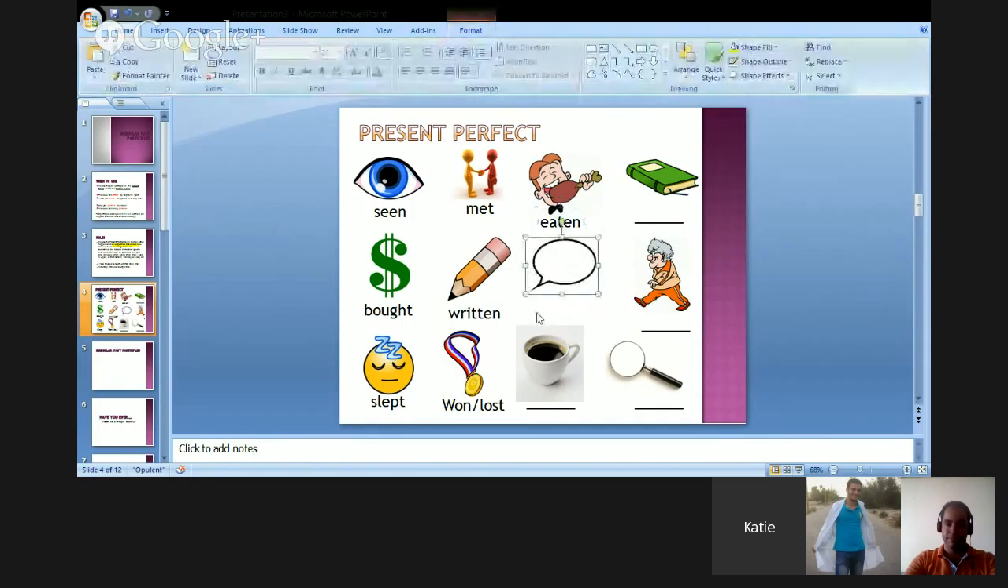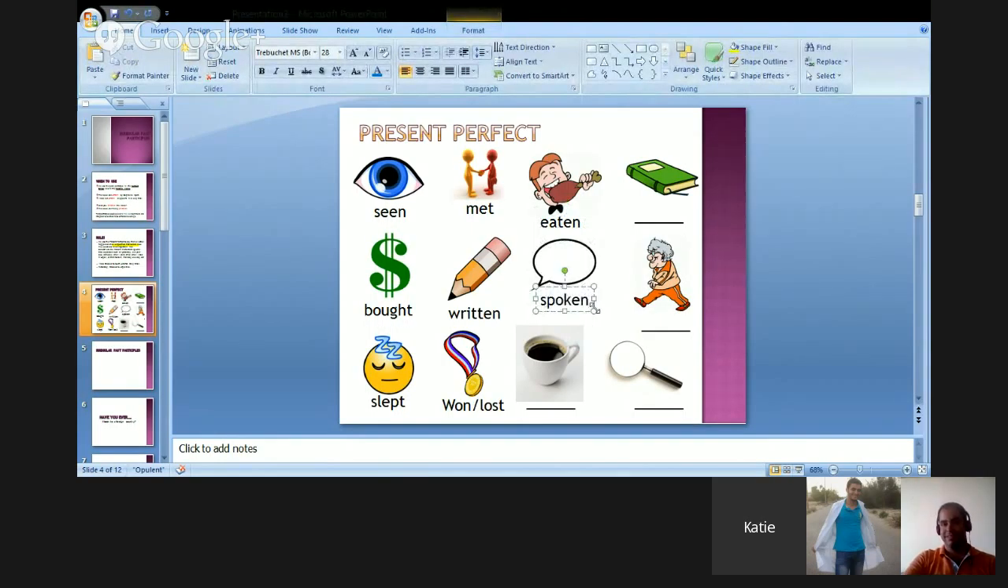Okay, and then this speech bubble down here, we could say "I have spoken." There's actually three things we could say for this. We could say "I have spoken to someone." For example, a teacher could say, "I have spoken to your mother about your behavior."